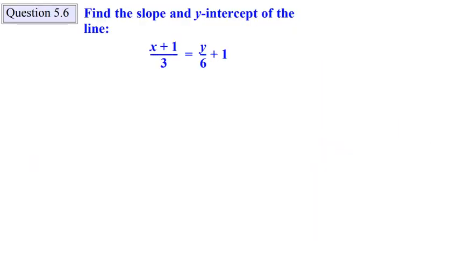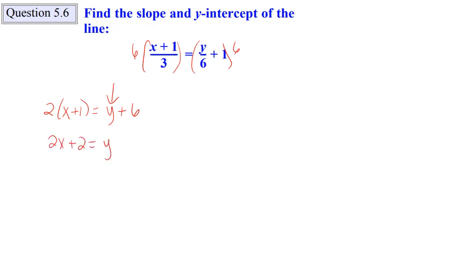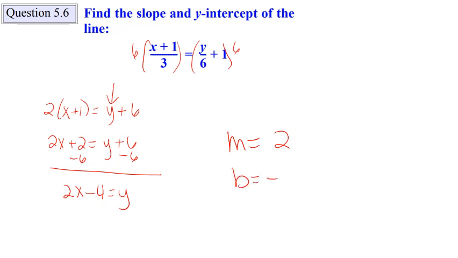Okay, so the next lesson is the same thing, except the problems are a little harder. And what we can do is the LCM trick that I've taught you. So I'm going to find the LCM, which is 6. And then you can do the side work for this. Then you'll have 2 times (x plus 1) equals y plus 6. So I'm still solving for y. I'm going to distribute the 2, and then I'm going to subtract 6 on both sides, and 2x minus 4 equals y. So our goal was to get into that form, and then the slope is 2, and y-intercept is negative 4.